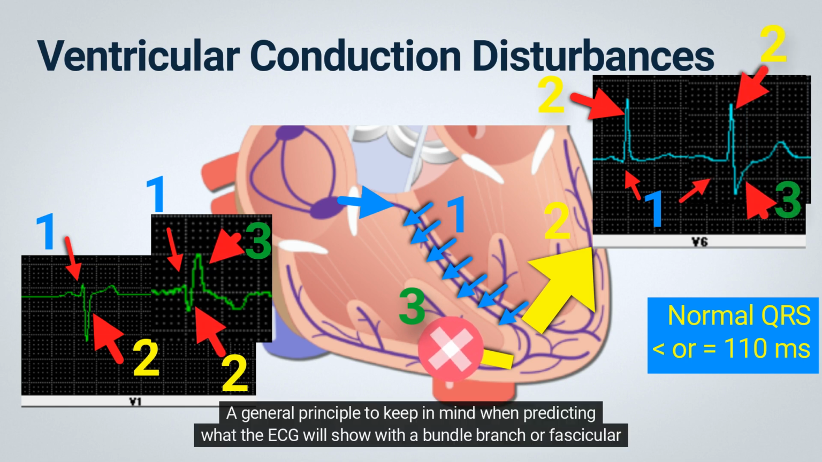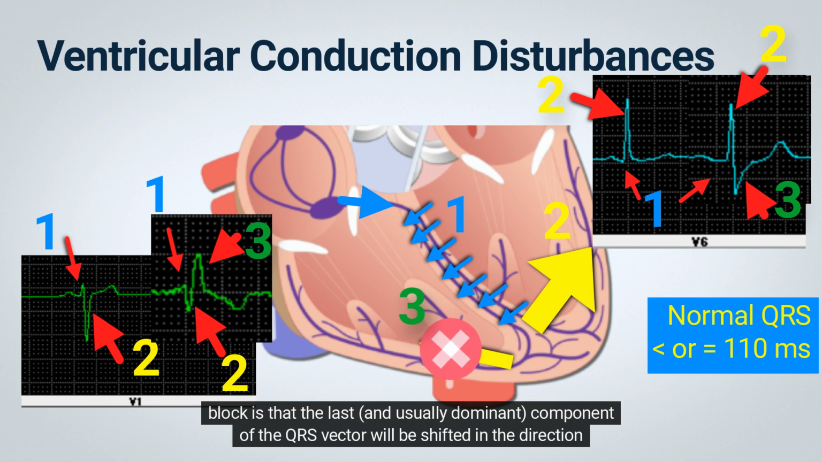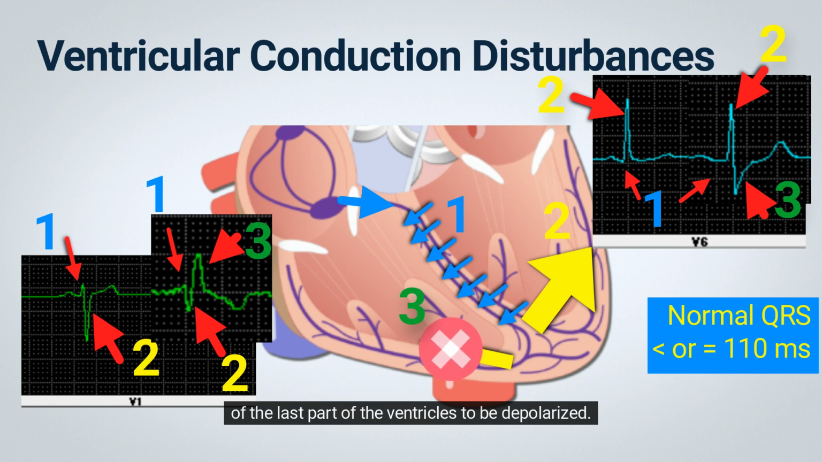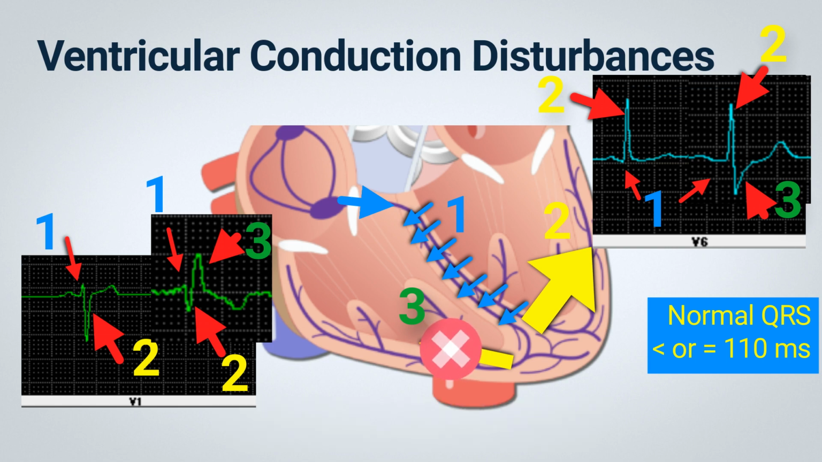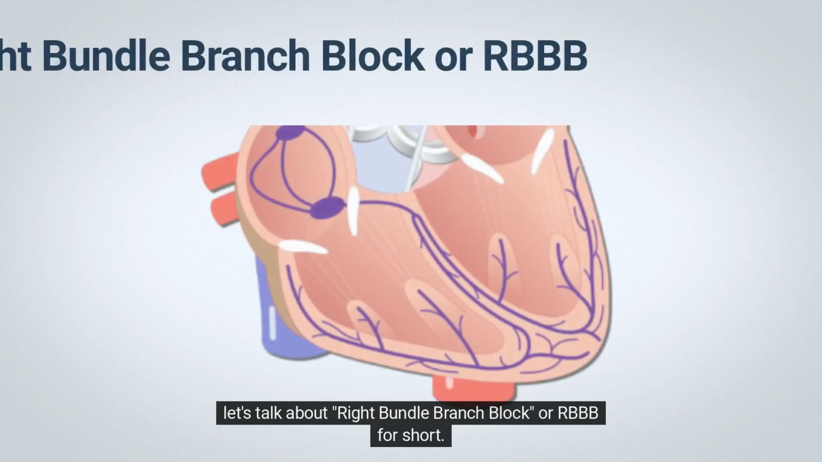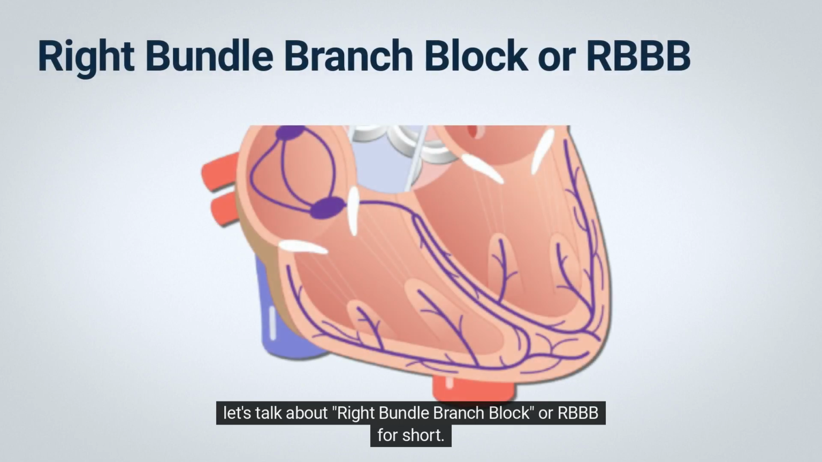A general principle to keep in mind when predicting what the ECG will show with a bundle branch or fascicular block is that the last, and usually dominant, component of the QRS vector will be shifted in the direction of the last part of the ventricles to be depolarized. This means that the major QRS vector shifts toward the regions of the heart that are most delayed in being stimulated. Let's talk about right bundle branch block, or RBBB for short.